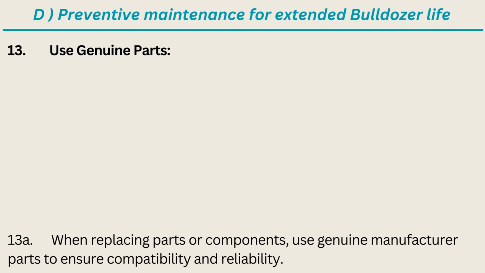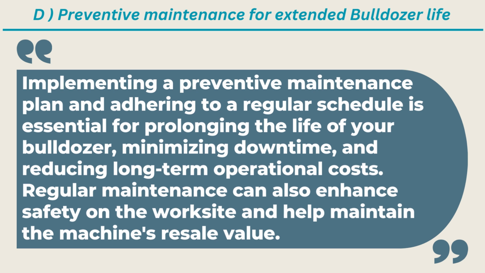13. Use genuine parts. 13A. When replacing parts or components, use genuine manufacturer parts to ensure compatibility and reliability. Implementing a preventive maintenance plan and adhering to a regular schedule is essential for prolonging the life of your bulldozer, minimizing downtime, and reducing long-term operational costs. Regular maintenance can also enhance safety on the worksite and help maintain the machine's resale value.